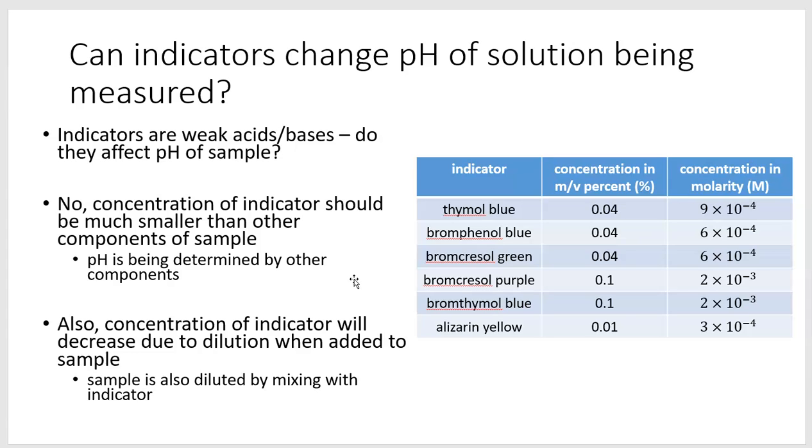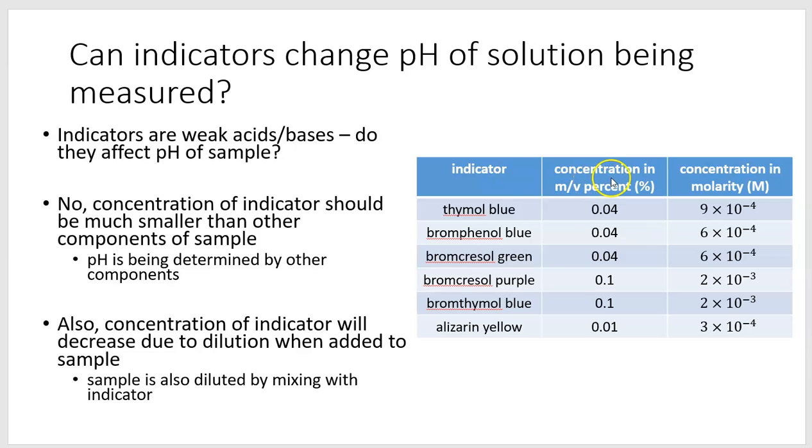One question I always had when I was learning this stuff is: we want to determine the pH of our solution, but we're adding a weak acid or a weak base, the indicator, to it. Does that change the pH of the solution? And it turns out it doesn't. The real reason is that the indicators are at very low concentration. And over here I got some data that hopefully supports that.